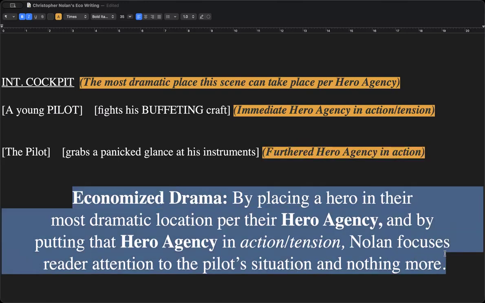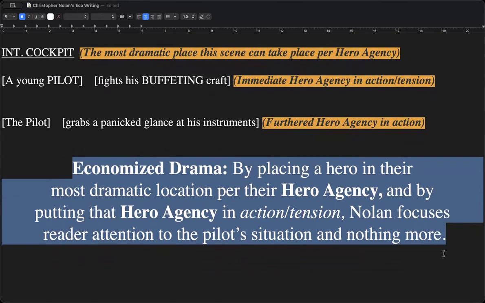So we're talking about economized drama. This is by placing a hero in their most dramatic location per their hero agency and by putting that hero agency in action tension. What Nolan is doing is focusing the reader's attention on the pilot situation, nothing else. We're not worried about anything else. We're not trying to set up anything else, right? We're trying to put this hero agency in action tension. So I want you to think about that. Whenever you're writing your script, especially when you want to write sparsely, follow that logic: hero agency plus action tension, nothing else.